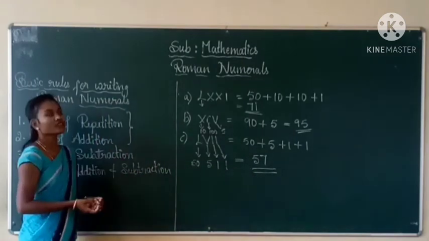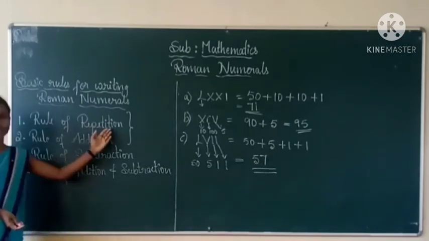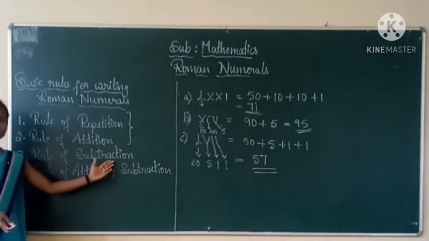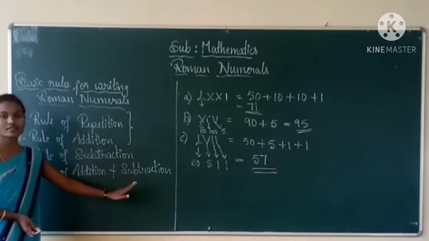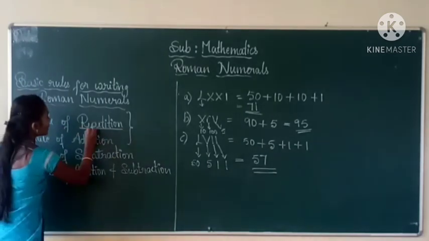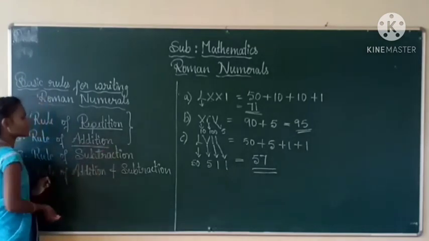Okay, children. In this chapter, we have learned about 4 rules. The first rule is rule of repetition. The second rule is rule of addition. Third rule is rule of subtraction. And the fourth rule is rule of addition and subtraction. So in first rule, rule of repetition means addition. And rule of addition means it is also addition.